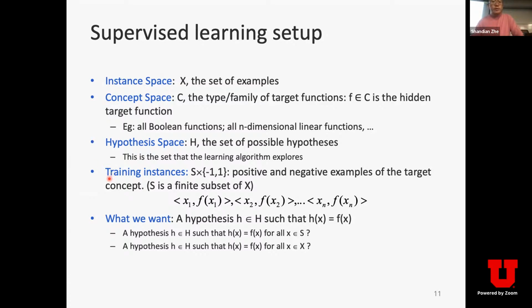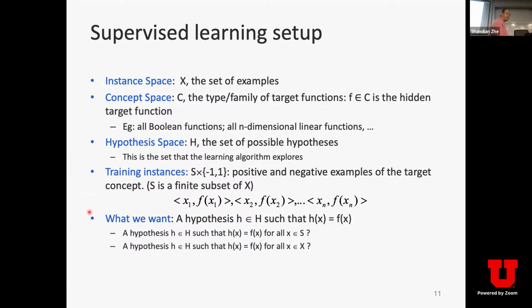Okay, training instances. Training instances are essentially just labeled training examples. It consists of instances from the instance space and their labels. So here, through our discussion about computational learning theory, we're mainly talking about binary classification, just to simplify our discussion. So you can view each training instance as a pair of an instance from the instance space and a label from the label space. And this label should be given by the ground truth or the target function.